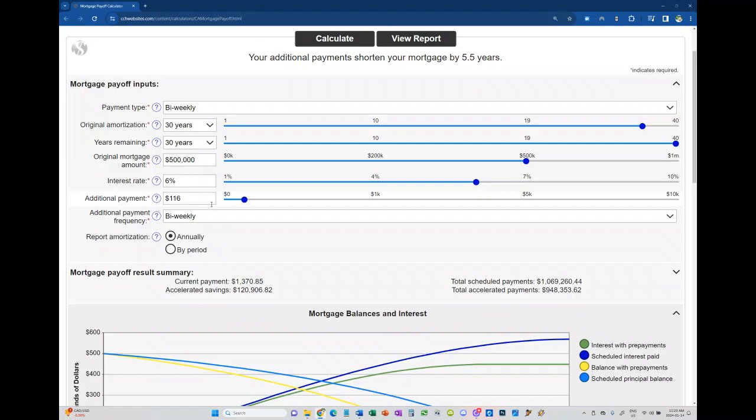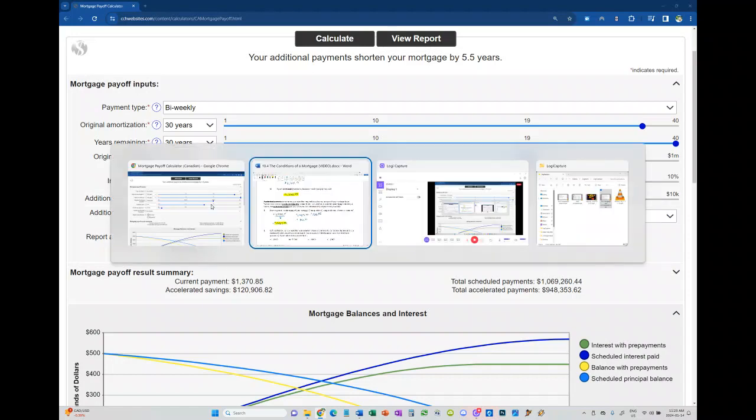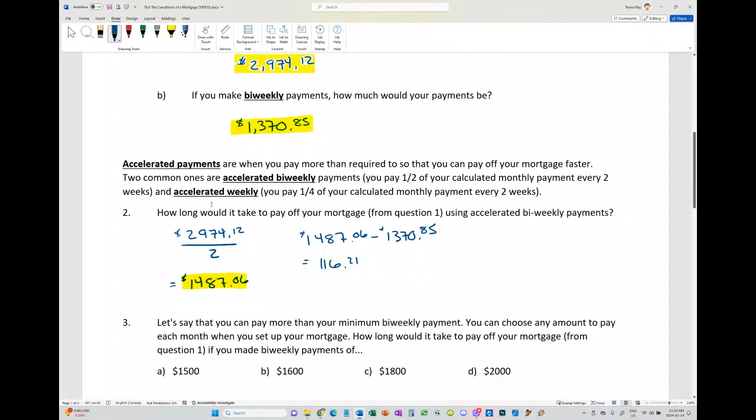All right, so that saves us 5.5 years. So over here, I'm going to say that it takes us 24.5 years to pay off the loan with that accelerated biweekly payment.